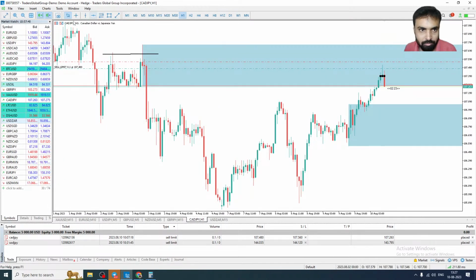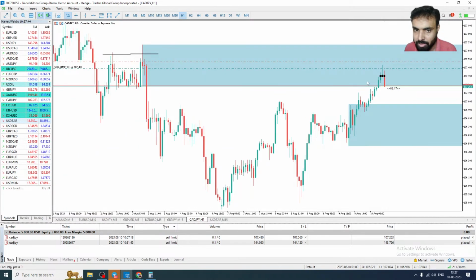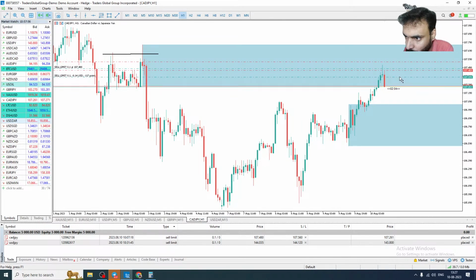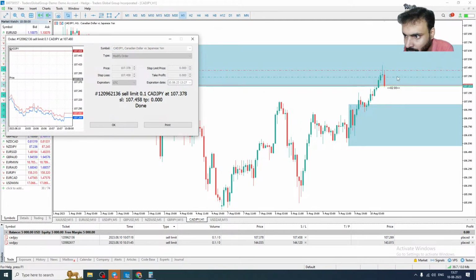Okay, let's go 1 hour. Now 1 hour, do you see the swing point? I hope you can see the swing point. Okay, 1 hour swing point here. We'll do one thing. We'll put the entry at the swing point low, and we'll keep the stop loss like that only.